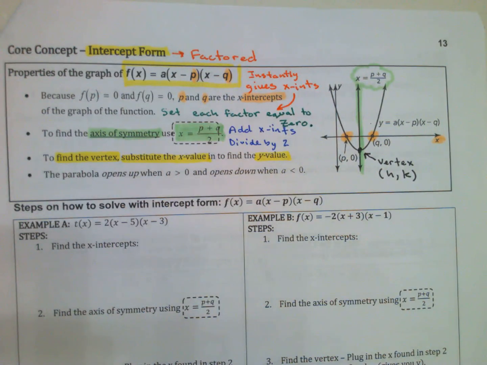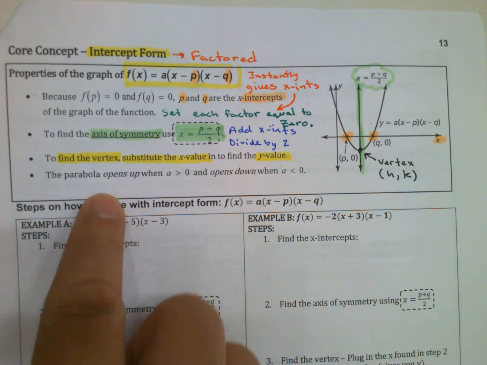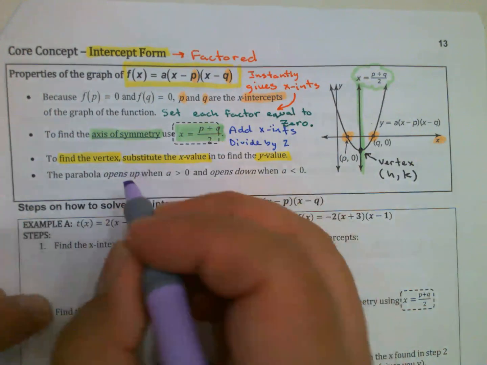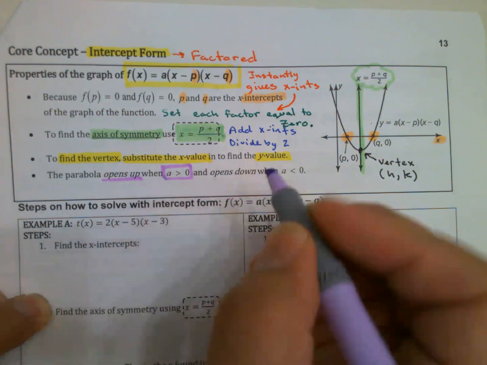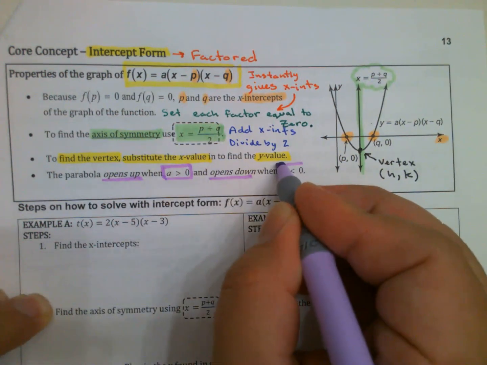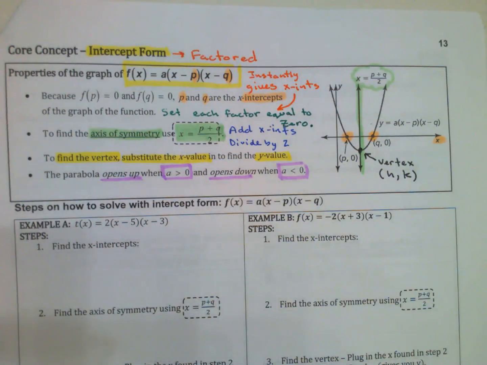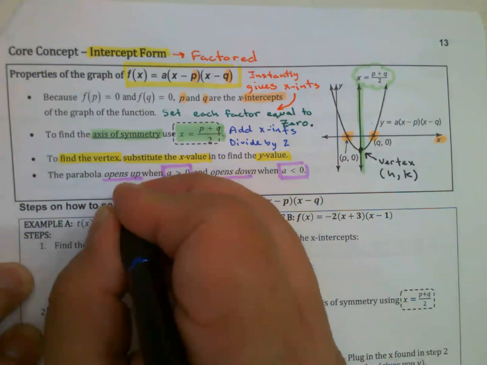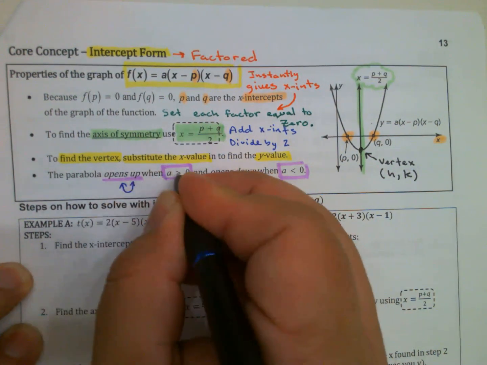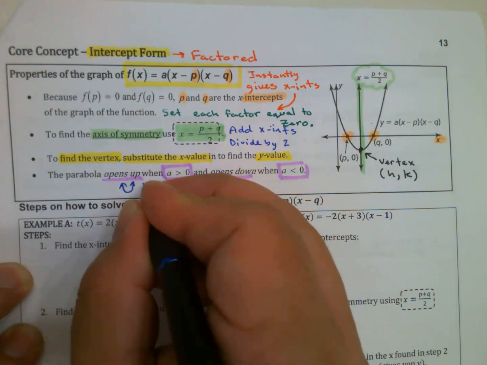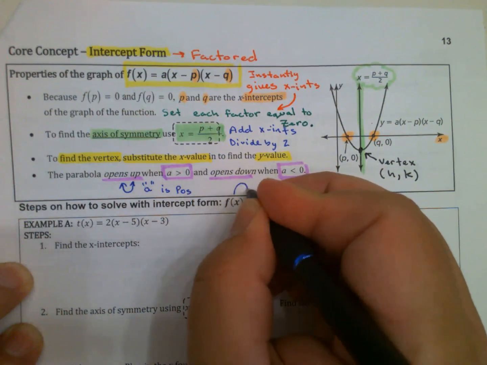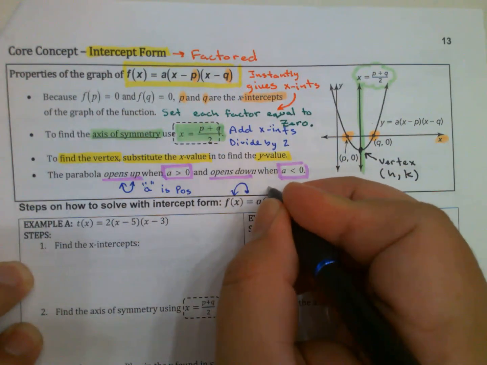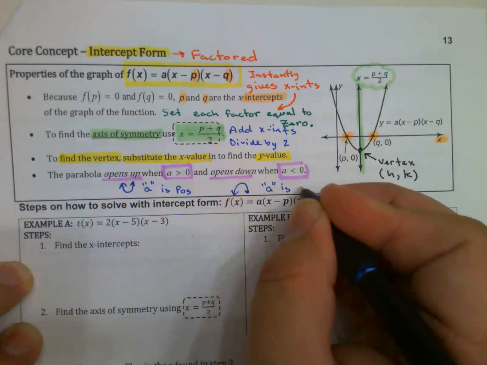And finally, the last thing on here is the idea of the parabola opening up, the parabola opening down. Well, we already know this. Look, it opens up if your a is greater than 0. It opens down if your a is less than 0. And we've already translated that before. It's going to open up right here, it says, if your a is positive. And of course, it's going to open down if your a is negative.